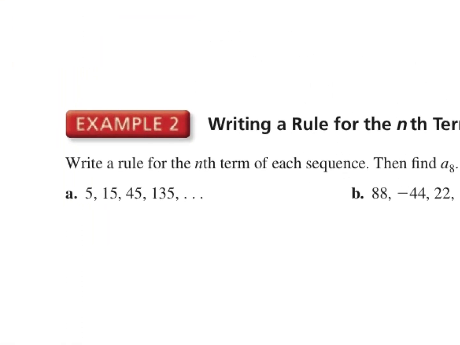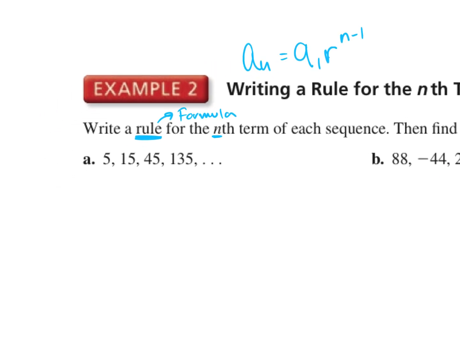So our formula when we write a rule is a sub n is equal to a sub 1 times r to the power of n minus 1. So we have to write a rule. Rule just means that we need the formula for the nth term. So n is our variable when we write the formula. Then we have to find a sub 8.